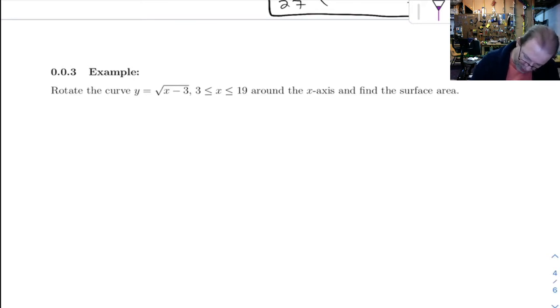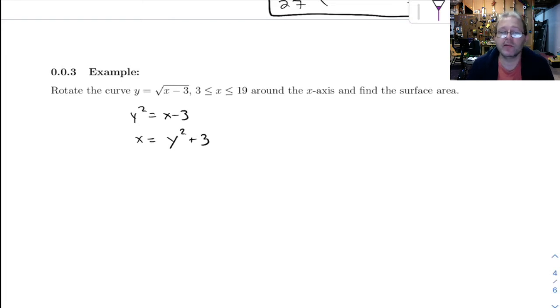It doesn't say which way to do it, so we could do this with respect to x or with respect to y. This is our function solved out for y. If we solve it out for x, we get y squared equals x minus 3, or x equals y squared plus 3. That's going to be a nicer thing to deal with. So let's do it with respect to y.